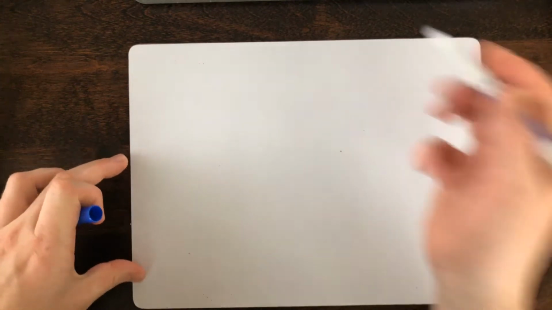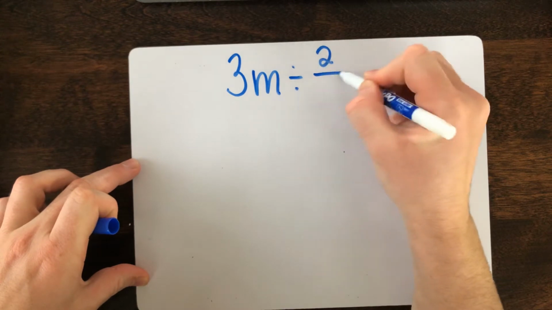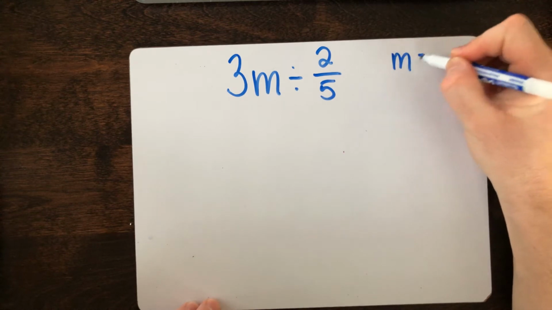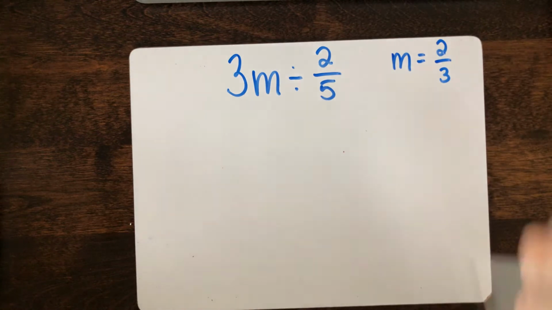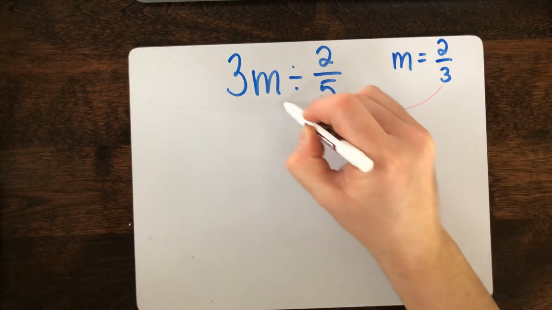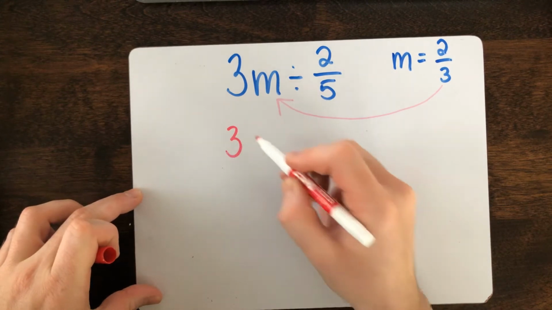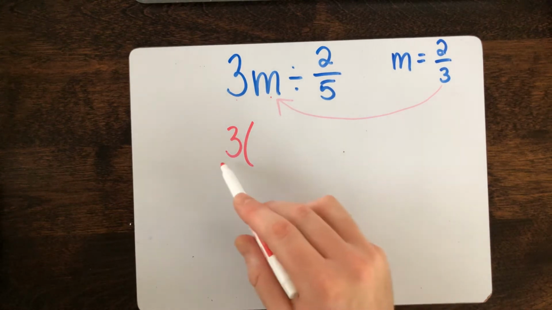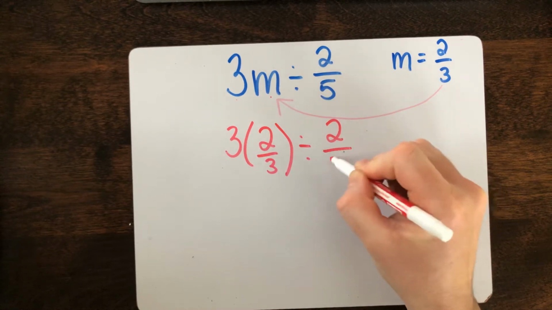All right, so the first problem was 3m divided by 2/5, and it said evaluate this expression when m equals 2/3. So again, since m equals 2/3, we can plug in 2/3 for m, and we can rewrite that expression as 3 parentheses, because they're smushed together, they're being multiplied together. So 3 parentheses 2/3 divided by 2/5.